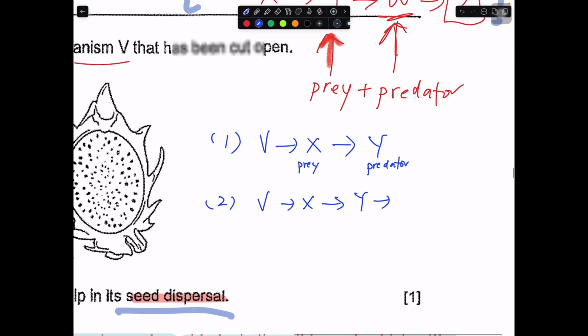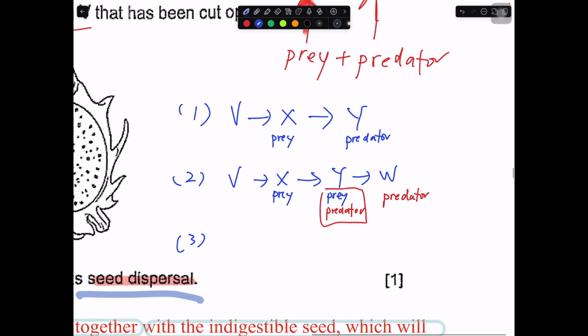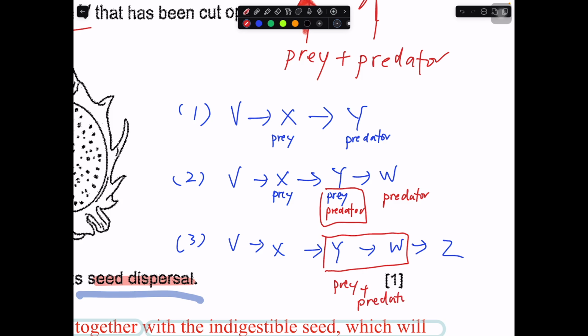So if I move on to number 2, V, X, Y, and W. Then we have a prey over here, which is X. We have a prey as well, this prey is to W, and we also have this predator. So Y will be a prey and predator. W will be a predator only. So as you see, if you go on to add a 5th organism, V, X, Y, W, Z, then the prey and predator will be this. Prey plus predator. And Z will be your predator only.